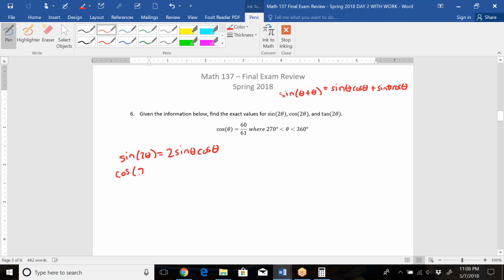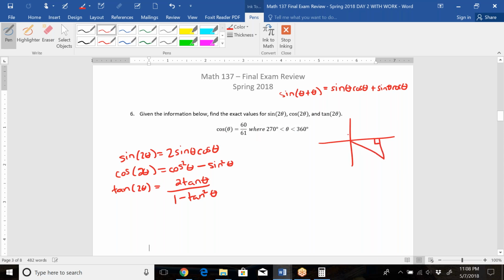Cosine of 2 theta, I'm going to use the version you get from the addition formula, which is cosine squared theta minus sine squared theta. And tangent of 2 theta is 2 tan theta over 1 minus tan squared theta. So we're just going to use what we have here. This is telling us that our cosine is 60 over 61, and this is in quad 4. That helps us draw our picture.